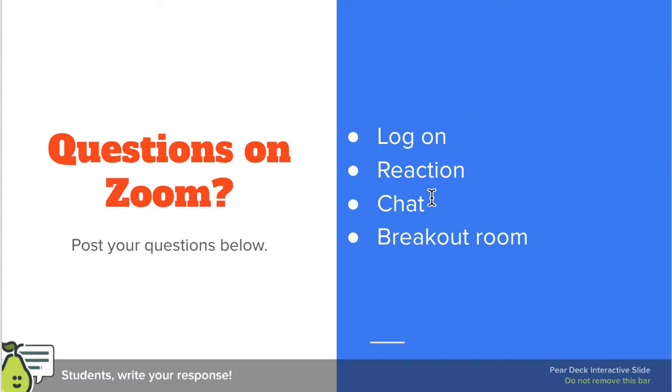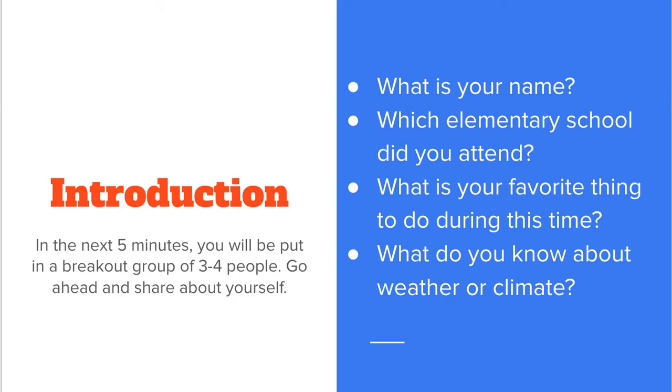We also practiced using the chat function. And one thing that we see is that in the chat function, now you have two options. You have the option to either message the whole entire class, or you have the option to message me directly. We also tried the breakout room function. In the breakout room, we had a few minutes where we were sharing in groups of 3 to 4 people, including your name, the elementary school that you attended, favorite things that you did, and also what you know about weather and climate. So those are some things that we were practicing in class.